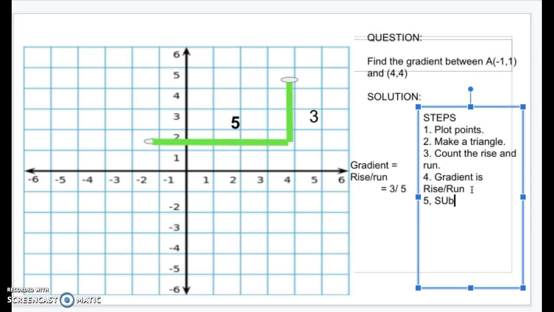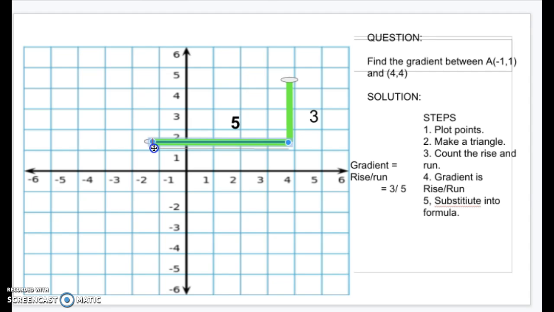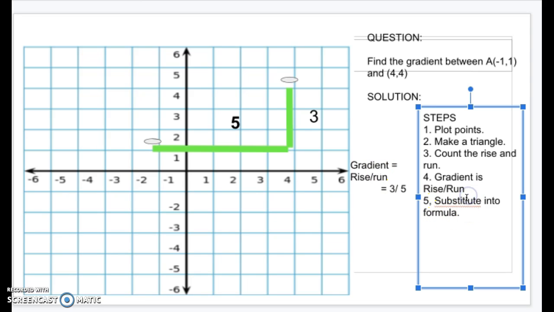Substitute. I'm going to call it formula. So for all of the ones that you will do, these are the steps. You plot the points. You make a triangle. You count the rise, rise, run. Step 4 is write your formula, gradient, rise over run, and substitute. And I spelt that wrongly. Substitute. Good luck. Now go to your textbook. Lots of practice. All right, have fun.